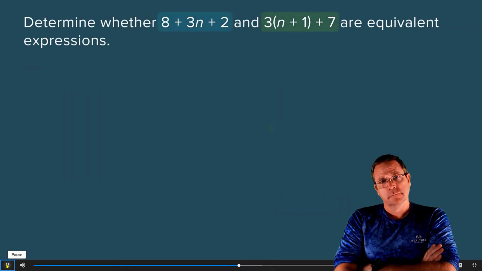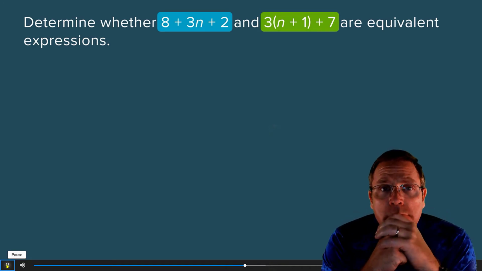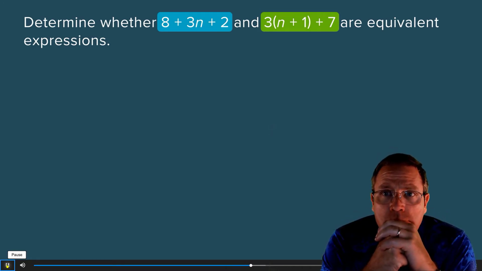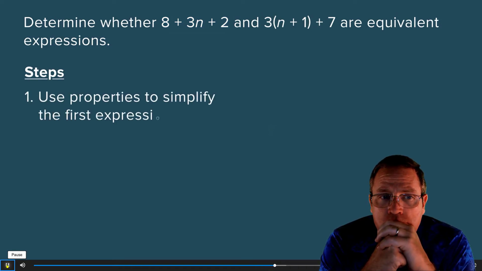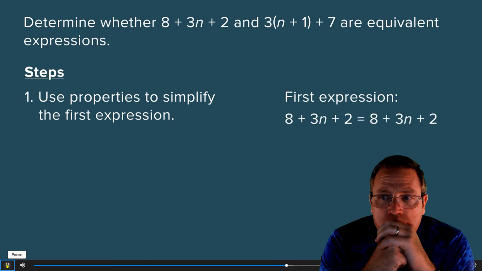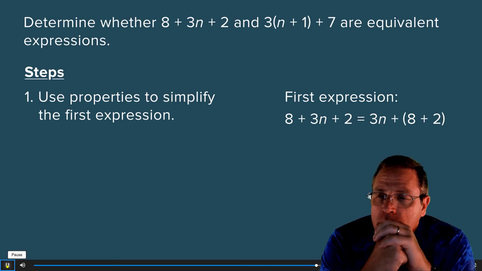Now consider a different pair of expressions, 8 plus 3n plus 2 and 3 times the quantity n plus 1 plus 7. Once again, start by using properties of operations to simplify the first expression. Apply the commutative property to change the order of the terms. Rewrite the expression as 3n plus 8 plus 2, and then use the associative property to group 8 and 2. Simplify the expression to 3n plus 10.